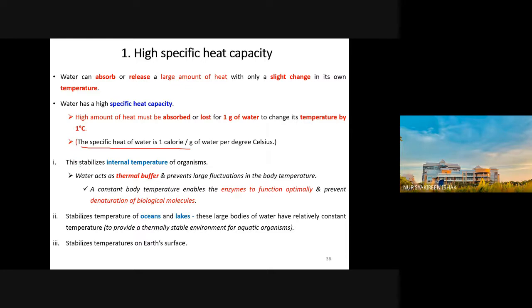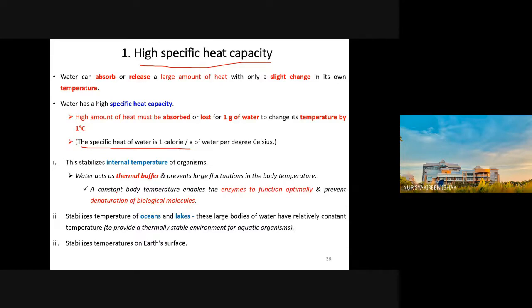So number two, this stabilizes internal temperature of organism. So what is the importance of this property of water, which is that water has high specific heat capacity? It is to stabilize internal temperature of organism. Therefore, water acts as a thermal buffer and prevents large fluctuation in body temperature. So a constant body temperature enables the enzyme to function optimally and prevents denaturation of biological molecules.